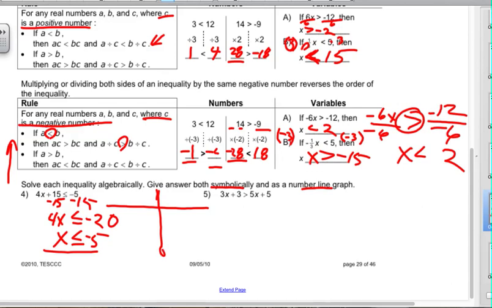Here's 0. Here's my negative 5. So I know x has to be to the left of negative 5. Okay, it's the same idea here.